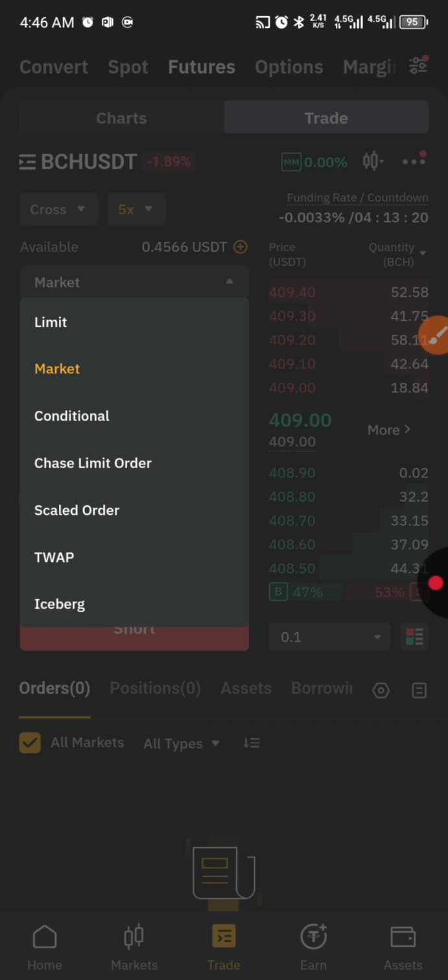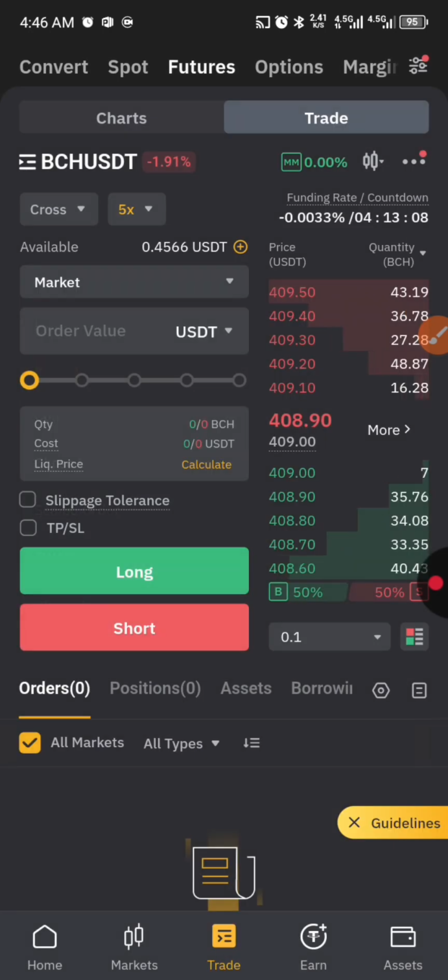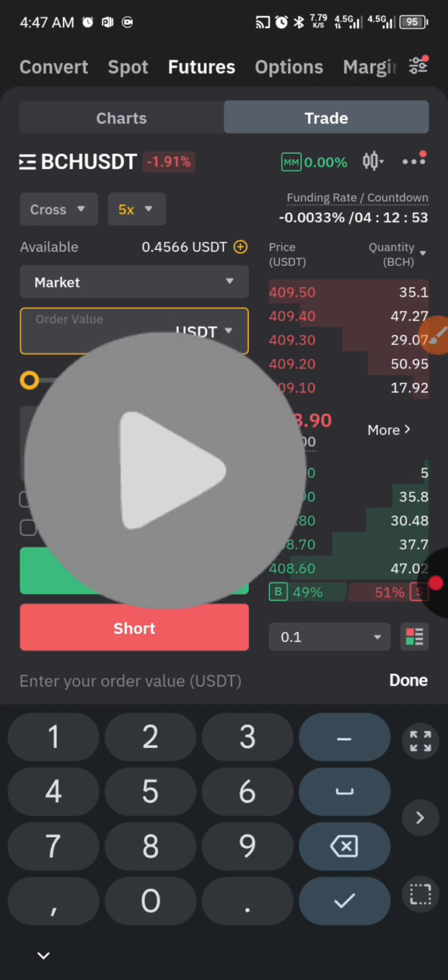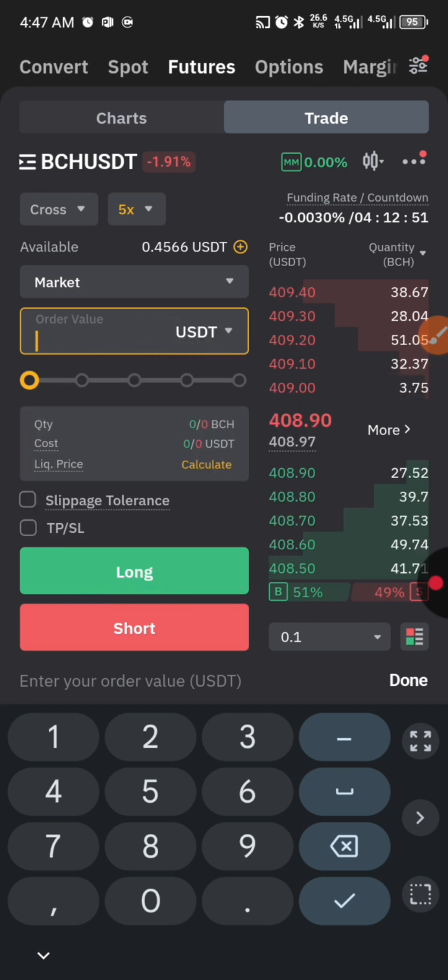What limit means is that, okay, this coin right now is at $408.90. So you're saying that if the coin drops down to $404.50, you want to buy. So you set it here. Okay, you set the amount you want here and it will show there. But when it is market, it means you're entering immediately. You're entering at the current market price, which is $409.10. That's what it's going to buy for you immediately. So you're already in the market. I hope you understand what I am saying.